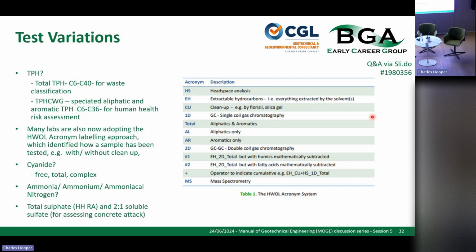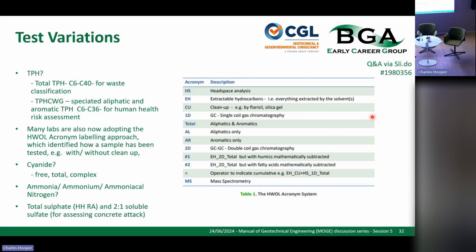They may well be the same test on the instrument. And it may be that you get your TPH CWG, you can go back to the lab and say, can you just extend that to C40 for me and give me the rest of the chromatogram? That's doable. But you need to be aware of what the TPH test is for and how they've tested it.